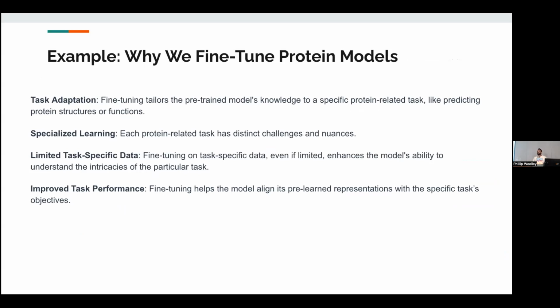Yeah, and I think that is all for today's lecture. I hope everybody learned something about embeddings and transfer learning.